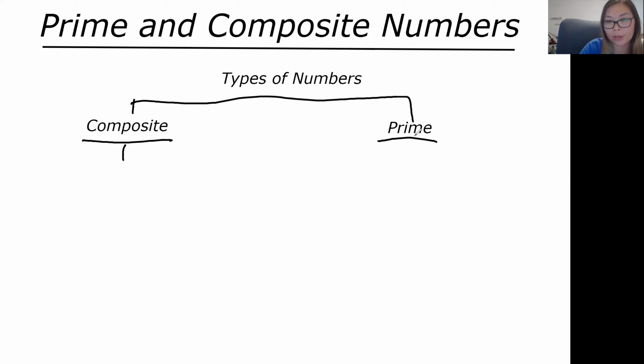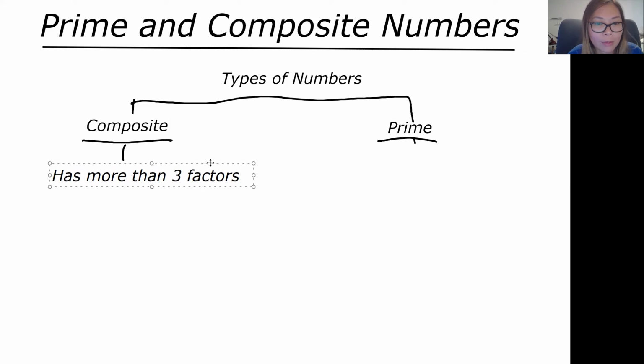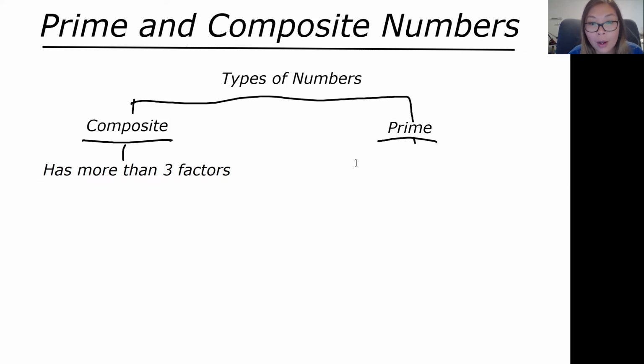Composite numbers are numbers that have more than 3 factors. Prime number only has 2 factors.